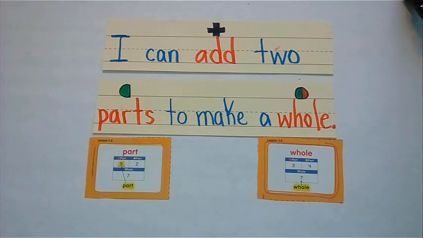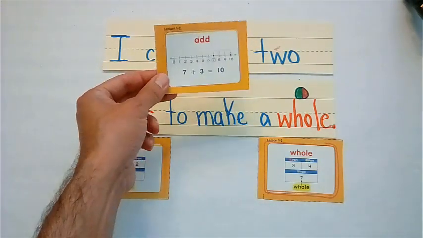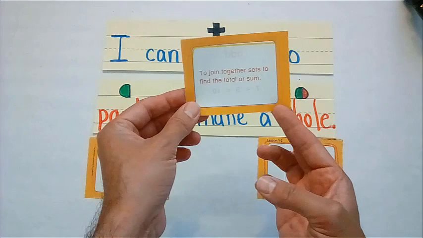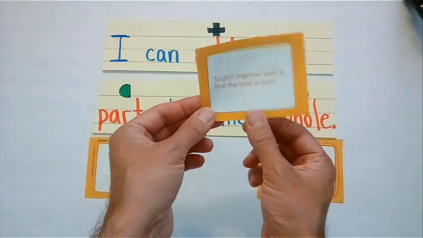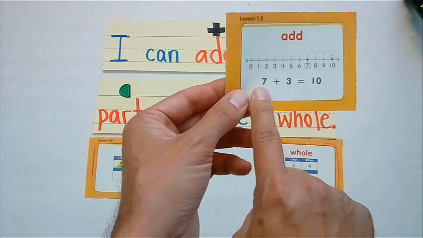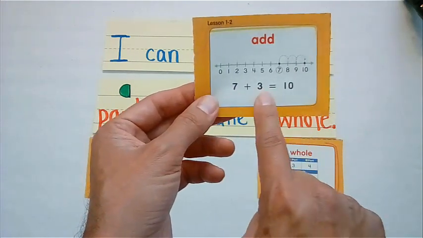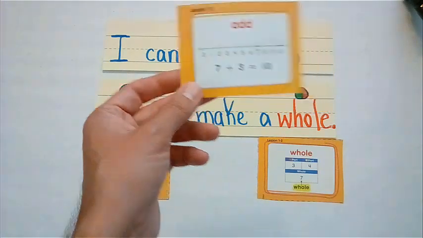Okay? So another word that we're going to learn about is the word add. So when we add, we are joining together the sets to find a number. So when we are adding, we're adding the two parts, we're putting them together to make a whole.